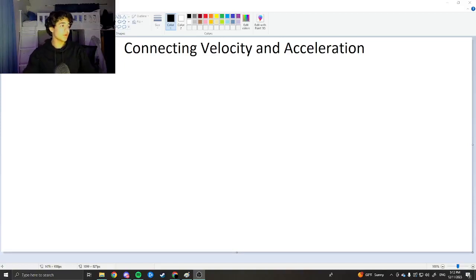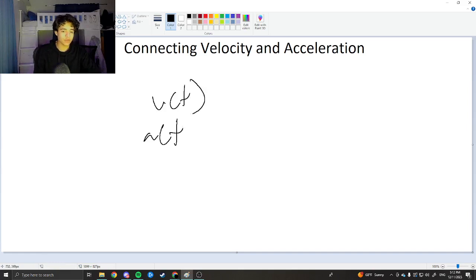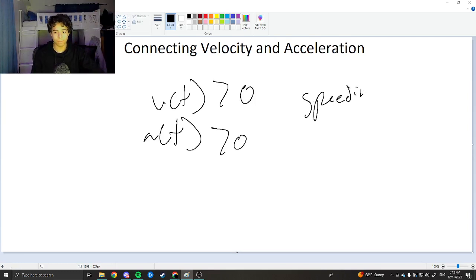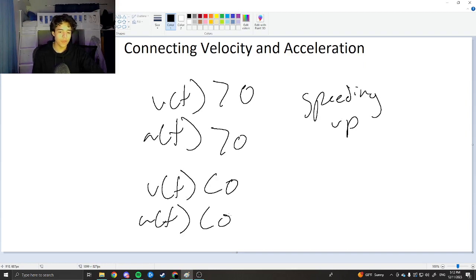So next up, we have to connect velocity and acceleration of functions. If you remember when we were first talking about velocity and acceleration, we said that when the velocity of a function and the acceleration of a function have the same sign, it's speeding up, right? So if, let's say, these are both positive or greater than 0, then your function is speeding up. The same thing is true if they're both negative. If they have the same sign, it's speeding up.